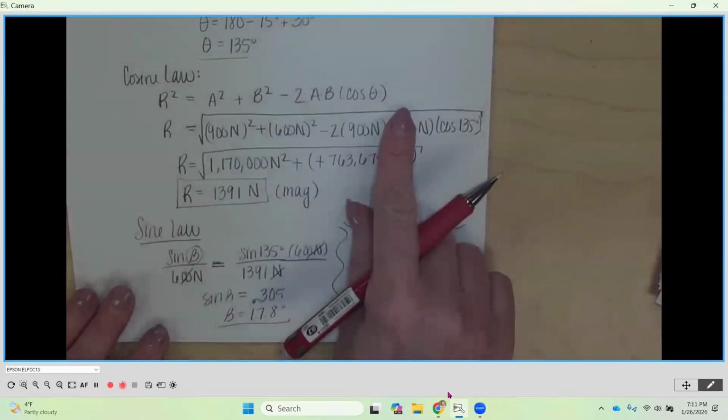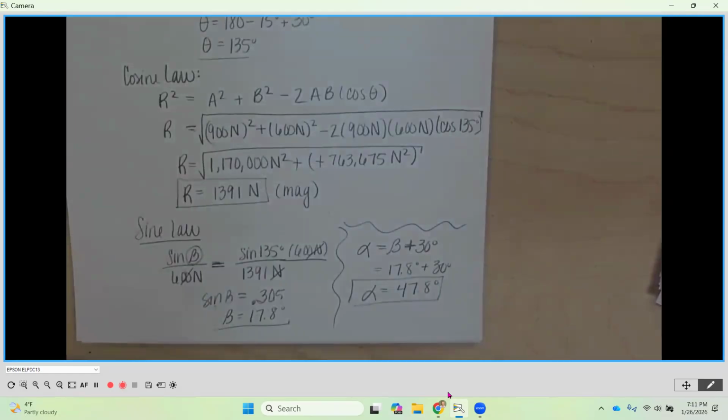And the cosine law familiar to everybody? Feel comfortable with that? Okay. If not, let me know, and I'm happy to go over it as well. All right. So what I'm going to do is I'm going to stop our recording here.